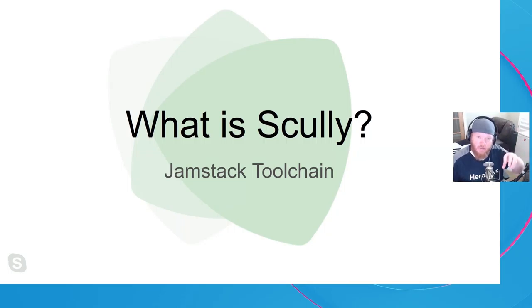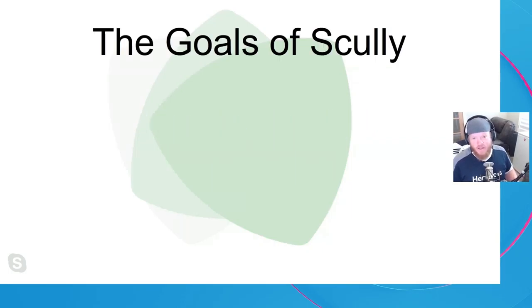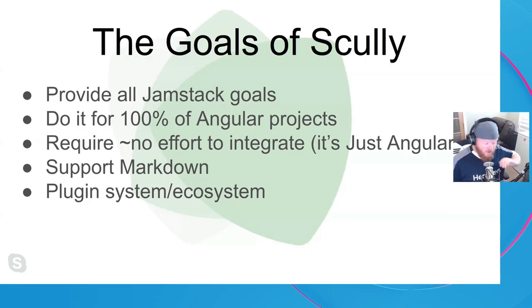Okay, so what is Skully then? If the Jamstack is this new way of deploying your app, well, how does Skully fit into that? Skully is a Jamstack toolchain. That means Skully helps you turn your Angular app into a Jamstack app. That could be kind of complicated, but Skully's tried to encapsulate some of the difficult pieces into a very easy to use API. I'm going to walk you through it today, but I do want to show off, hey, it is a lot easier than you're imagining.